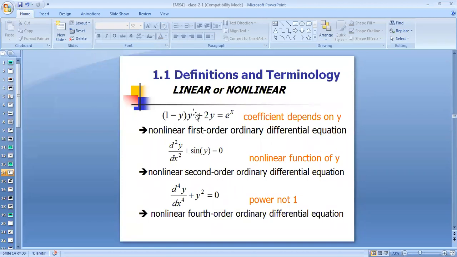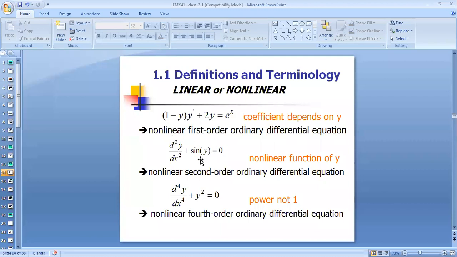Now consider the differential equation (1 minus y) dy/dx plus 2y equals e to the power x. This is a first order equation, but the coefficient depends on y, right? It is a non-linear first order differential equation because we are multiplying dy/dx with a function of y. The coefficient of dy/dx depends on y. This is why it is a non-linear first order differential equation.